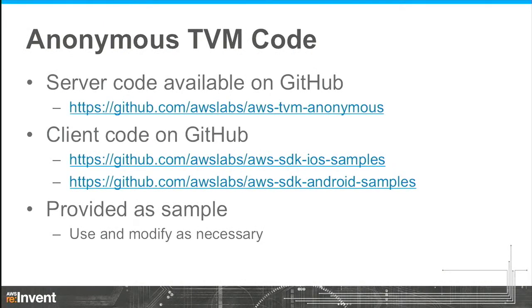As with the identity TVM, the anonymous TVM server code is available in a GitHub repository in our AWS Labs org. The client code is integrated in a number of samples in both our iOS and Android samples repositories. And again, it's provided as a sample implementation and can and should be modified to meet your use cases.